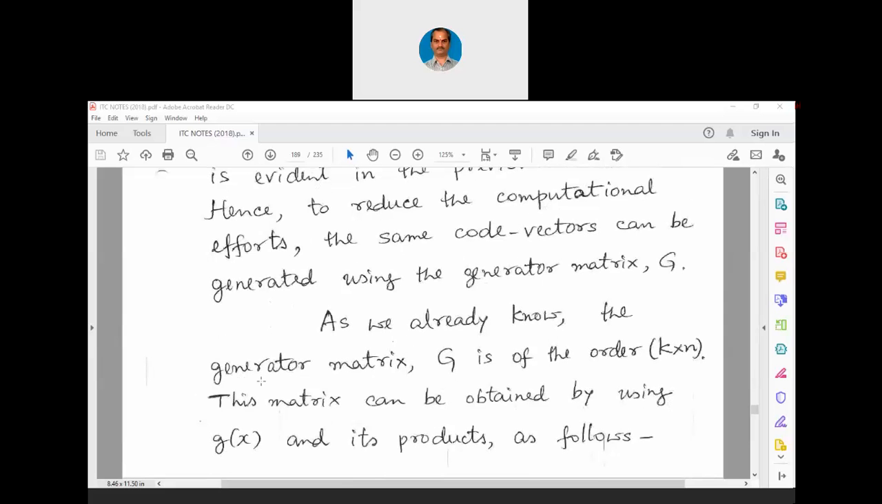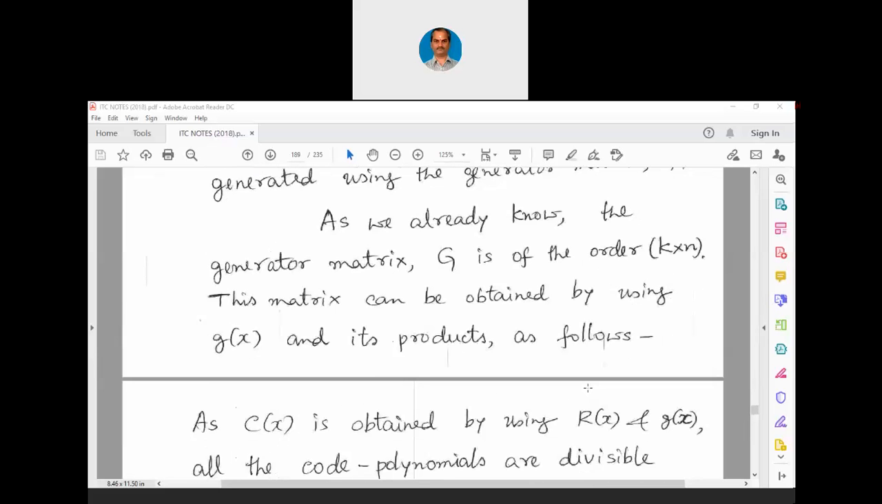As we already know, the generator matrix G is of the order K cross N. We had seen it in the last module. Now, this matrix can be obtained by using G of x and its products as follows. Once we decide upon the generator polynomial G of x, we can have a generator matrix, which I will be showing you now.